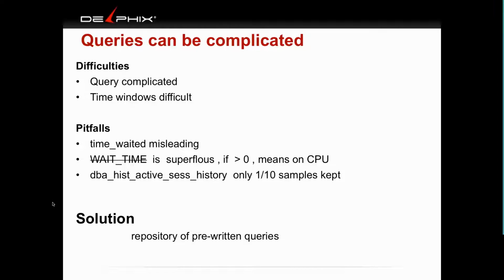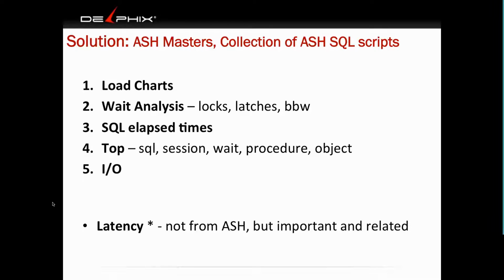In my opinion, the solution is to have a pre-written repository of queries. So we're going to go through some of the queries in this repository called Ashmaster. And I encourage everybody to contribute. Some people have checked it out, found things they wanted to improve. They made improvements, checked it back in. It's pretty cool. So it's a community collaborative thing.